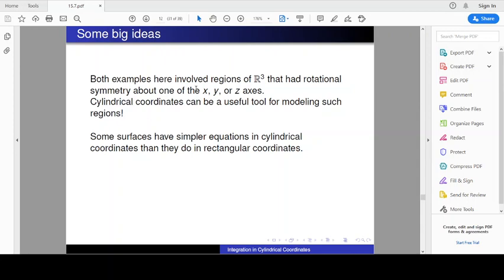favorite surfaces look like equation-wise in these different coordinate systems. So we know what everything looks like in rectangular coordinates, but we can also just remind ourselves of some of that now. It's probably been a while.